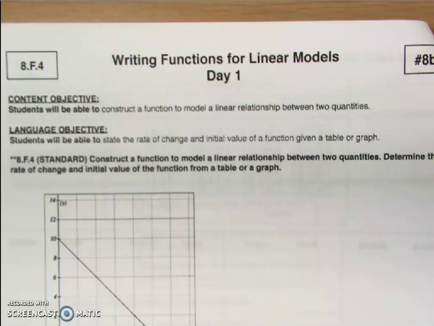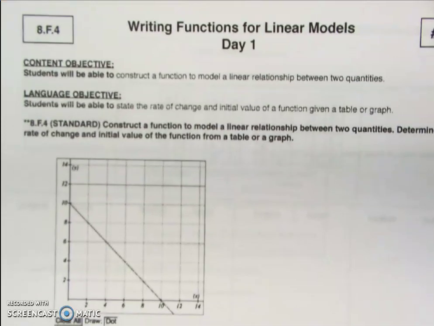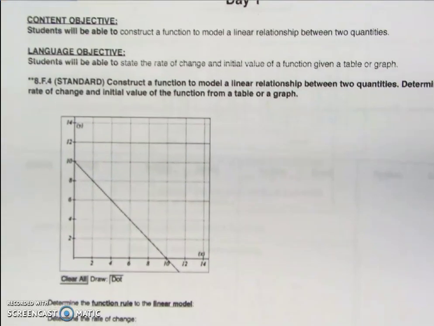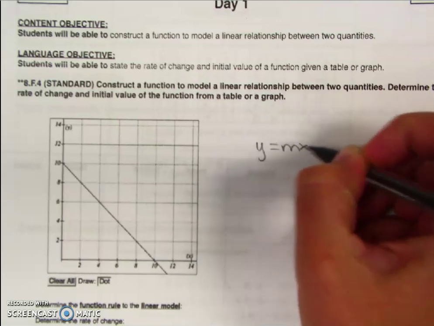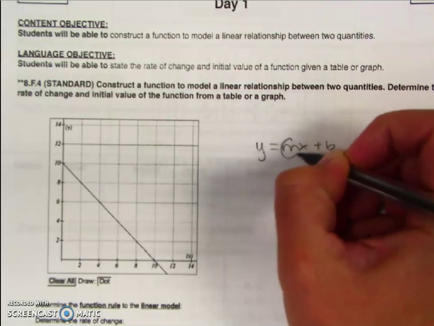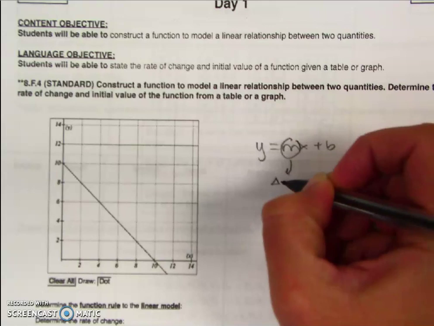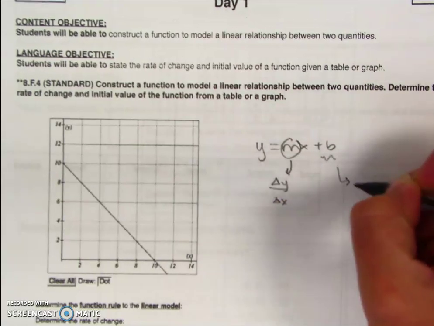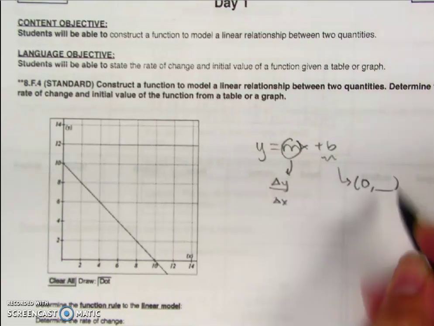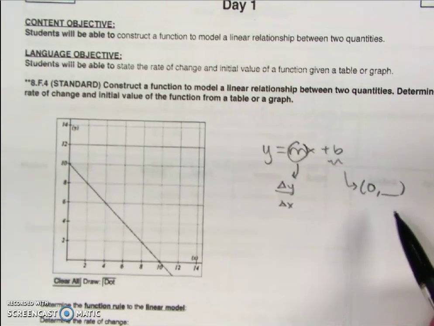Right, hello. So here we are, lesson 8B. Today we're going to be writing the equations that go with these lines. So it's really not any different. Remember, the form of equation is y equals mx plus b, where m is the slope, change in y over change in x, and b is the y-intercept, the 0 point. Whatever goes with 0 on the graph.